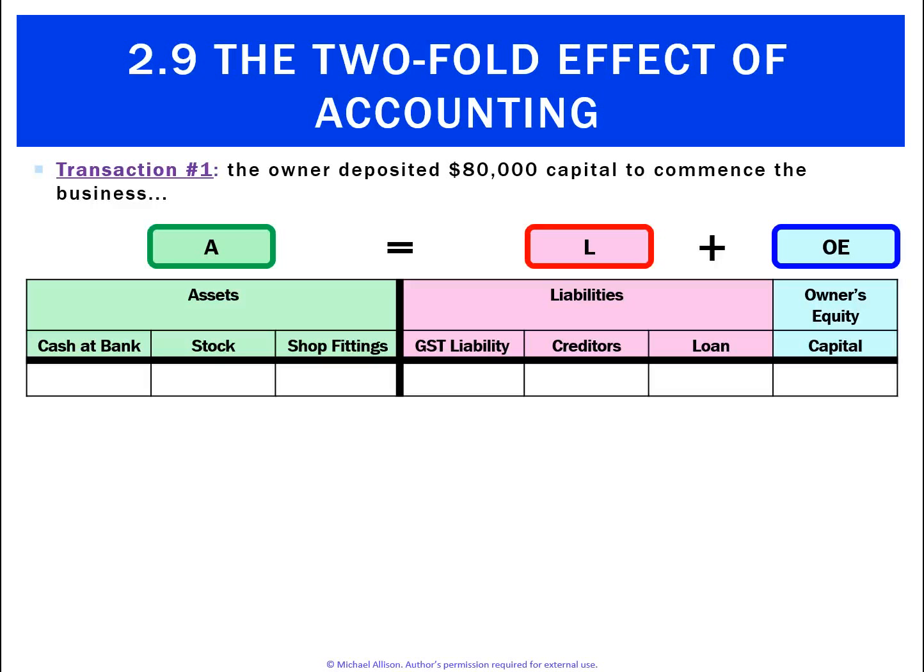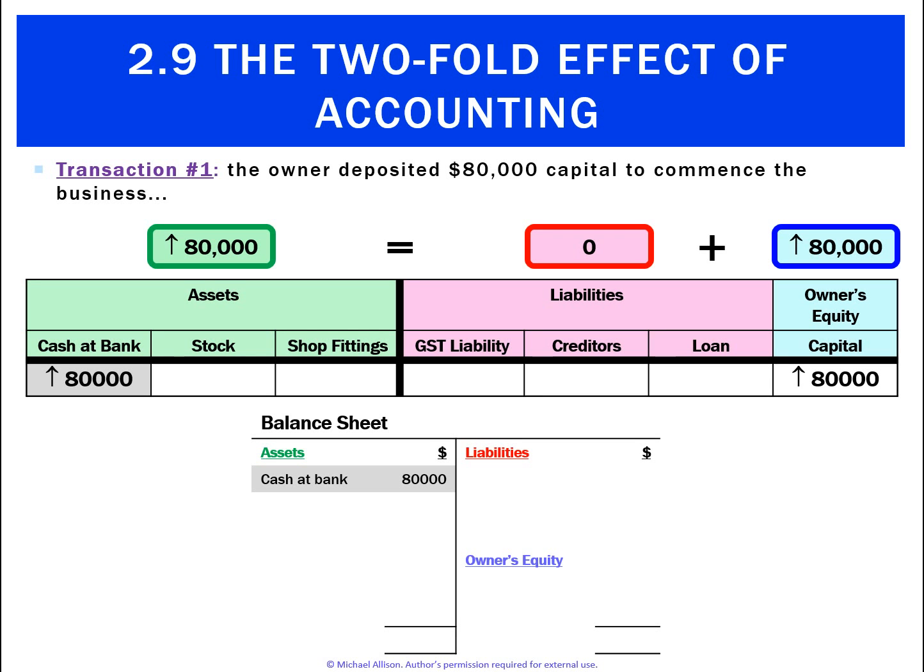So each transaction has a twofold effect, which means at least two things must be affected in the table below. So the first transaction is the owner deposited $80,000 capital to commence the business. So the cash at bank goes up 80,000 and so does capital. Looking at our accounting equation, assets up 80, no impact on liabilities, owner's equity up 80. From that information, we'll now make a balance sheet.